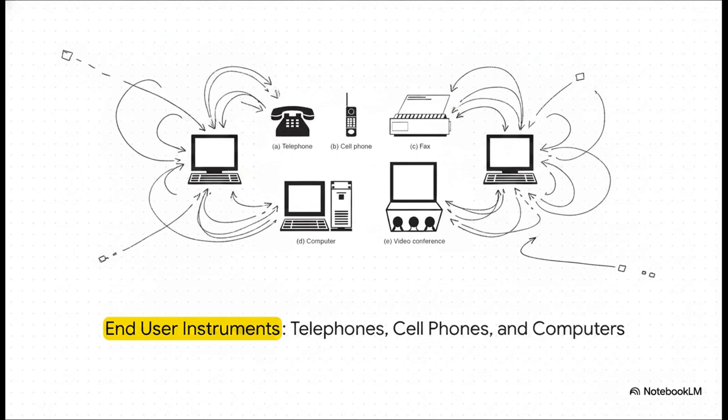To really understand telecommunications, we have to break it down into 4 basic parts. We've got end systems, transmission systems, switching systems, and signaling. Now, the journey of our signal always starts and ends in a very familiar place, with you. It starts with end-user instruments.